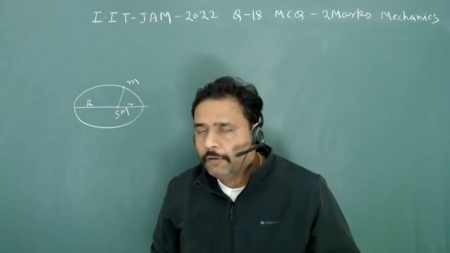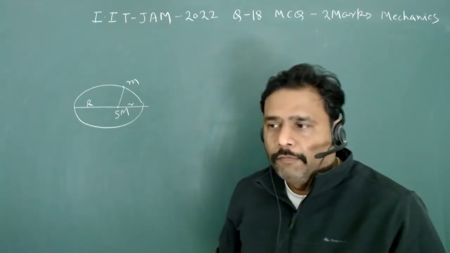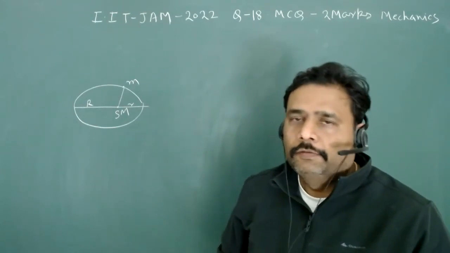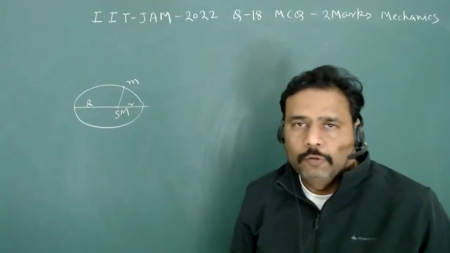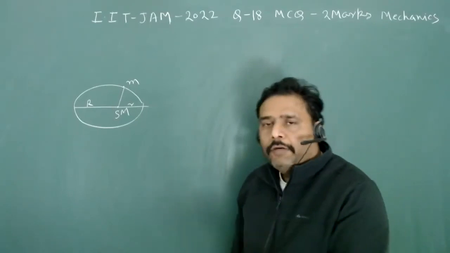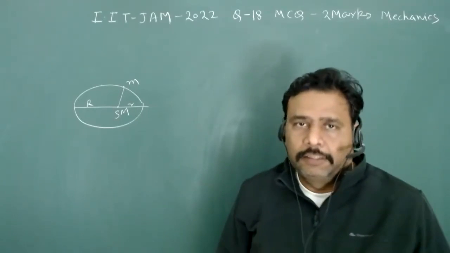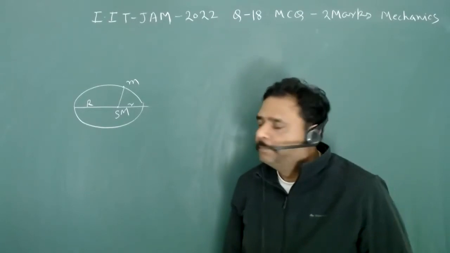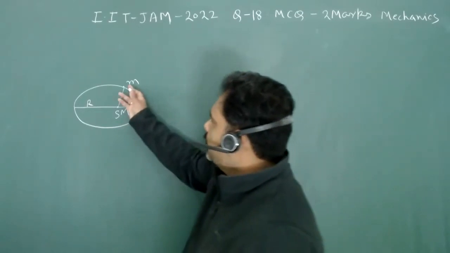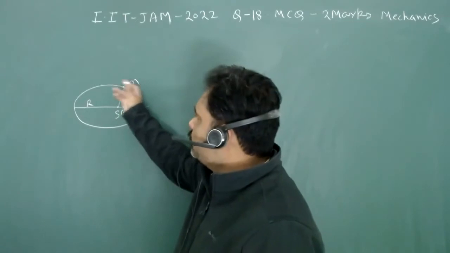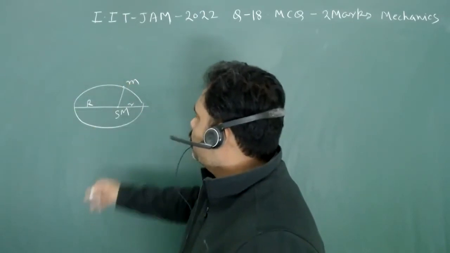Hello students, so let's try to solve one more problem from IIT JAM 2022. It's an MCQ 2 marks problem, and this problem is again from mechanics and central force problem, mainly Kepler's law. So there is some planet which is moving around the sun.